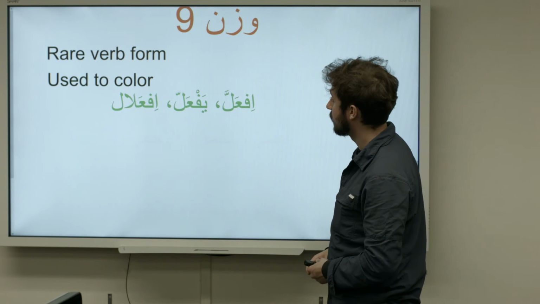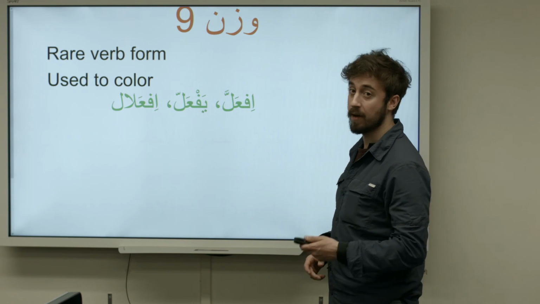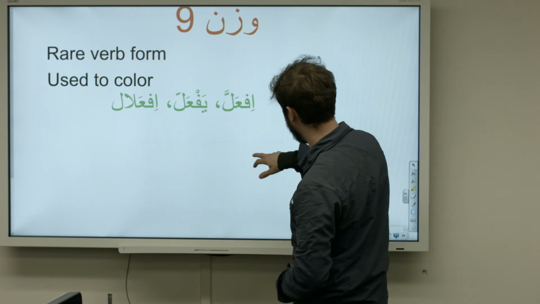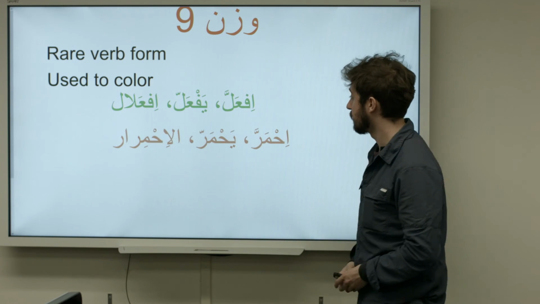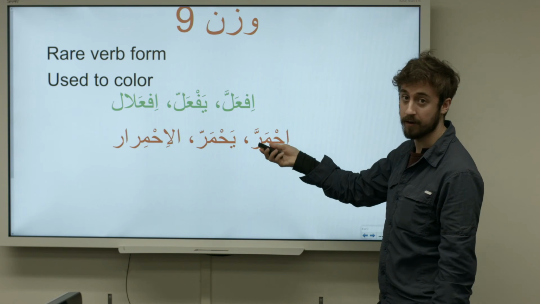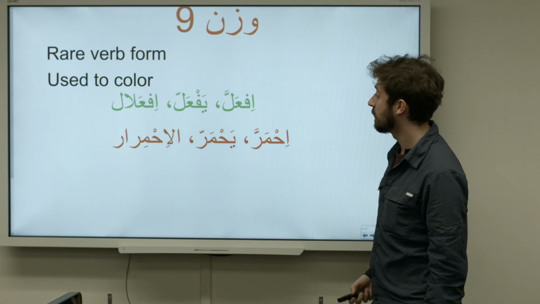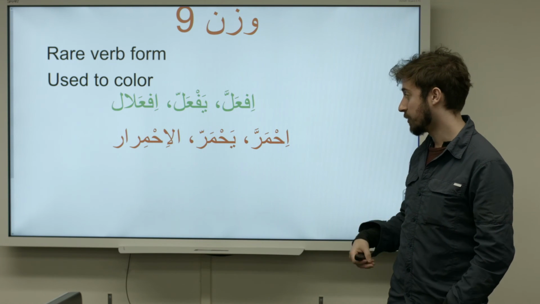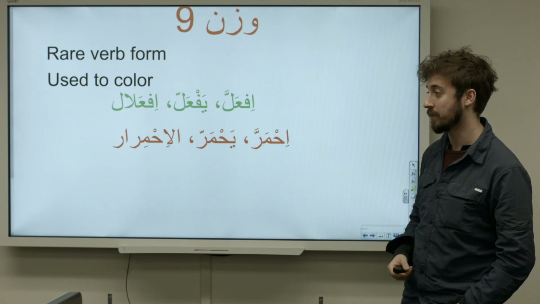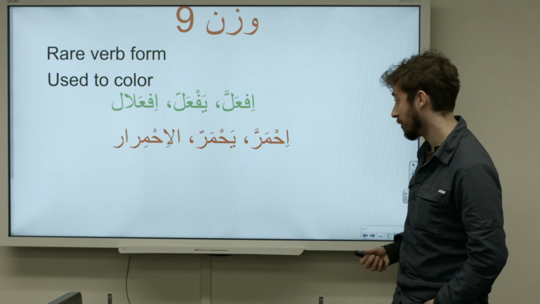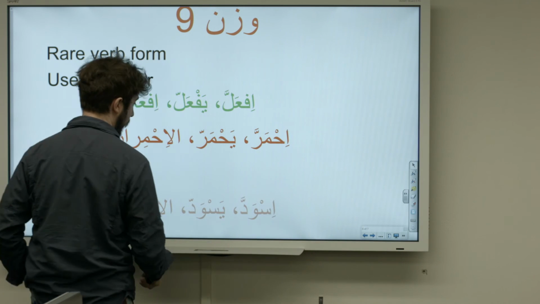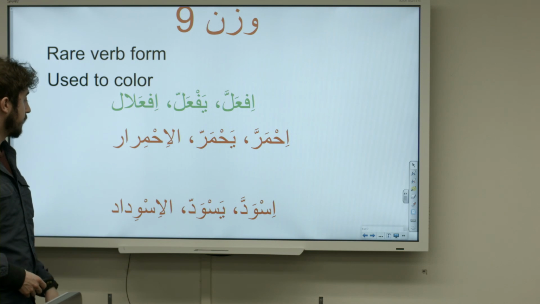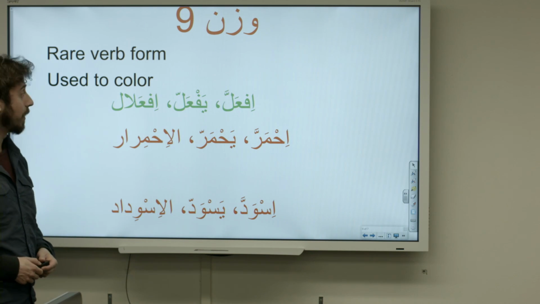And so if we were to put, let's say we want to put ahmar into this pattern to describe like a reddening sky, it would look like this. Ihmarra, yahmarru, and al-ihmirar, right? Similarly, you could use it with aswad, right? Something to describe something blackening, like some toast or something that you burned. We have iswadda, yaswaddu, and al-iswidad, right?